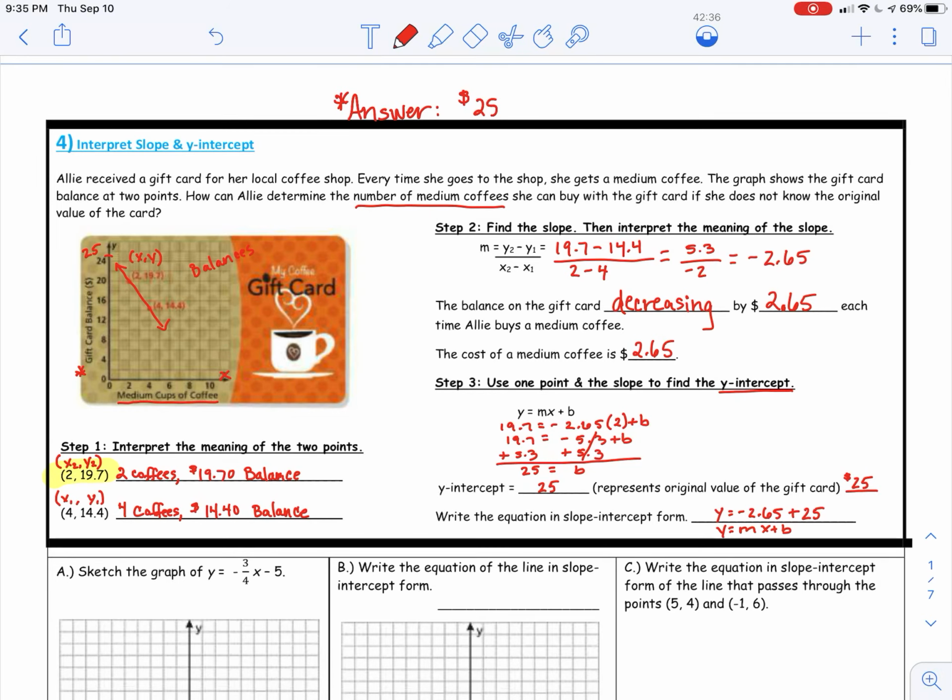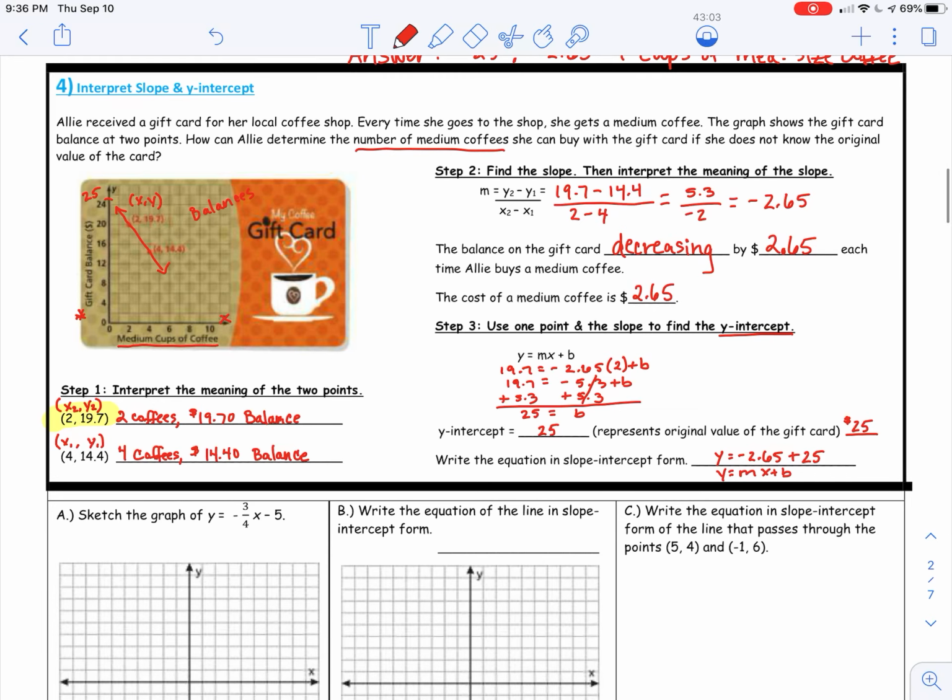If I take my total amount and I divide it by the cost of a cup of coffee, shouldn't that tell me how many cups of coffee I can get? If you put that in your calculator, it should come out to 9 cups of medium-sized coffees. Yes, that is a lot of information, but it's important for us to know.